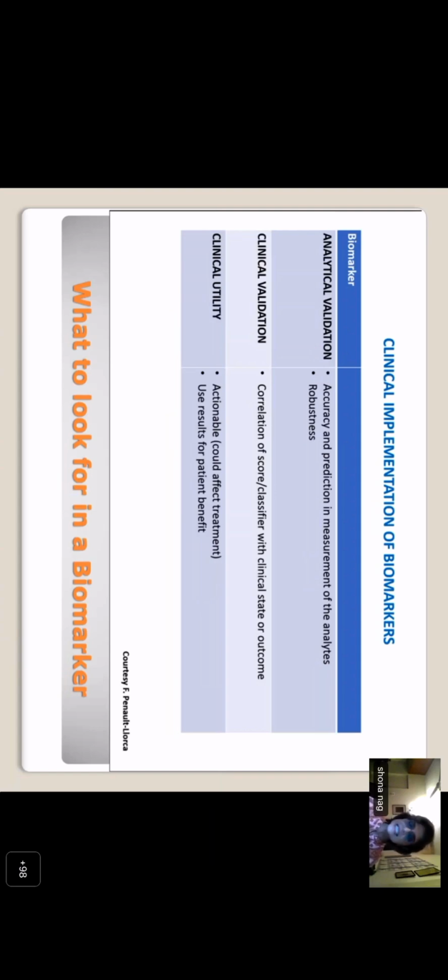Analytical validity is: is it reproducible, and it deals with sensitivity and specificity, and of course, accuracy and prediction in the measurement. Clinical validity is when it correlates with the outcome and it separates out the population into two different outcome groups. Clinical utility is much more difficult to prove. It has to be useful to the patient, and it has to be that the care of the patient has improved by using the tumor biomarker test.